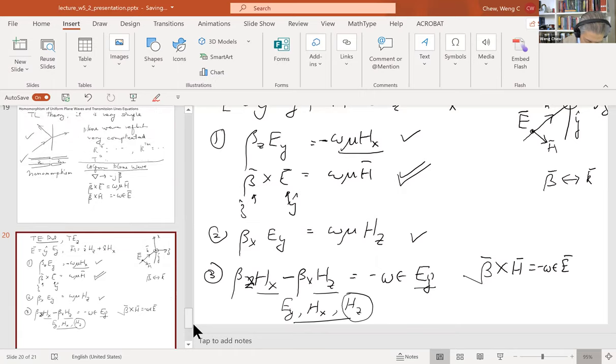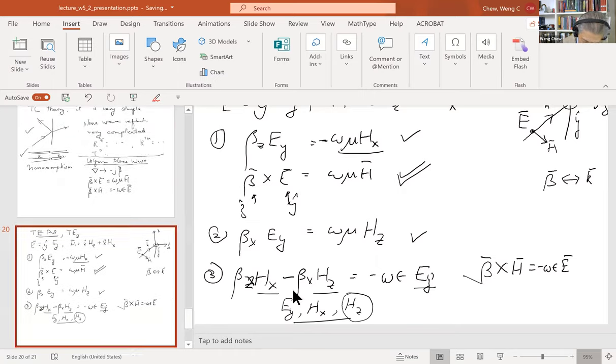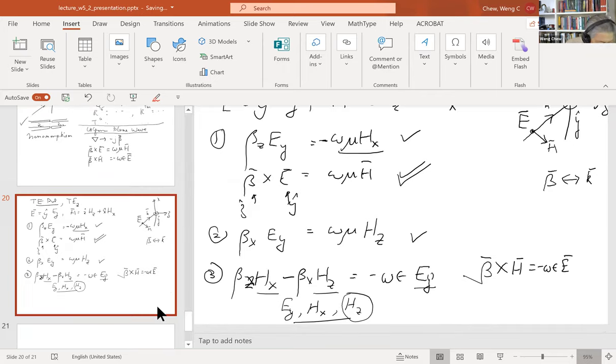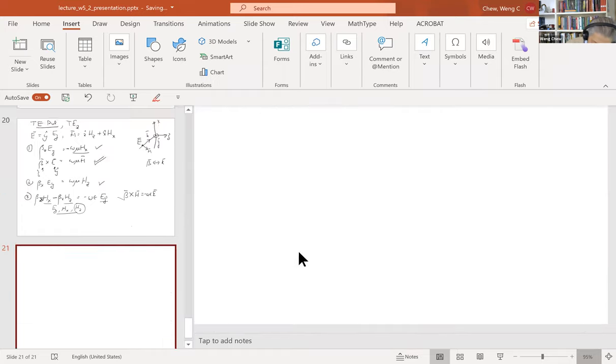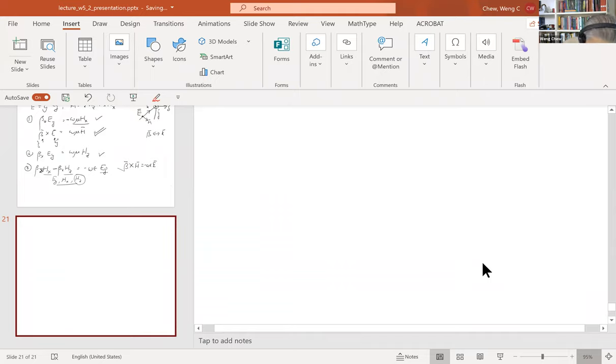I can go back to my starting equation again. This equation says that Hz can be expressed in terms of Ey. If I put Hz in terms of Ey, then I will have two equations left with only two unknowns. Let's see if we can make that look like a transmission line equation. Using this equation to eliminate Hz, the third equation would become something like this.